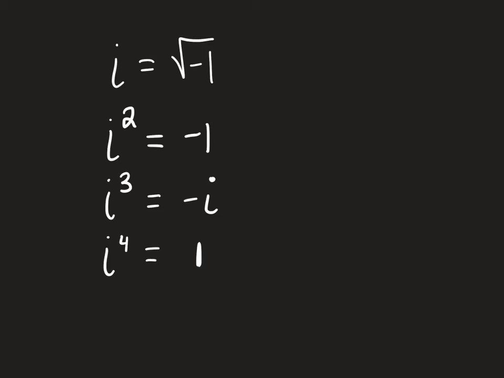Why is i cubed -i? All right, so if you think about it, you can write i cubed as i squared times i, right? That would be the same as i cubed. i squared is -1 times another i, so you get -i.